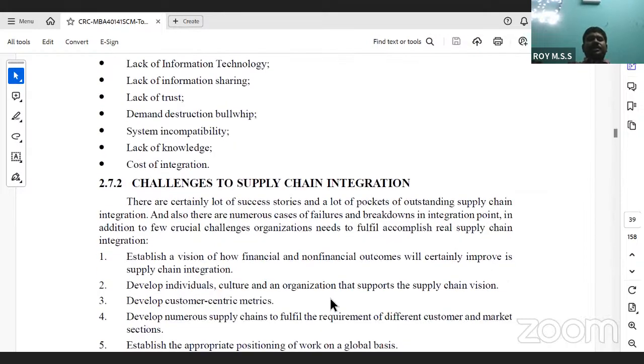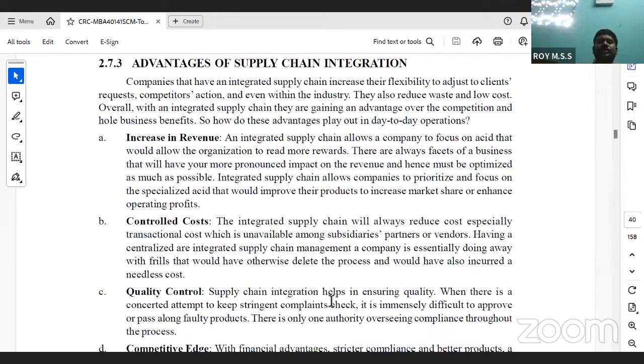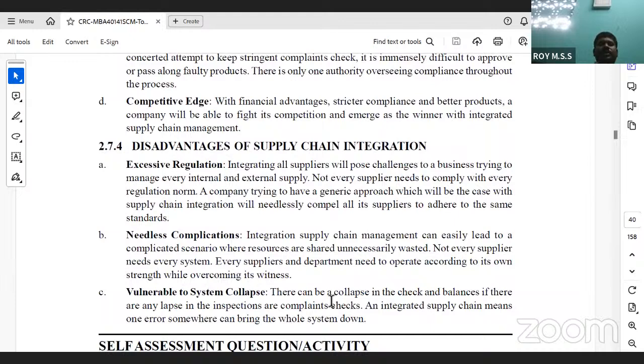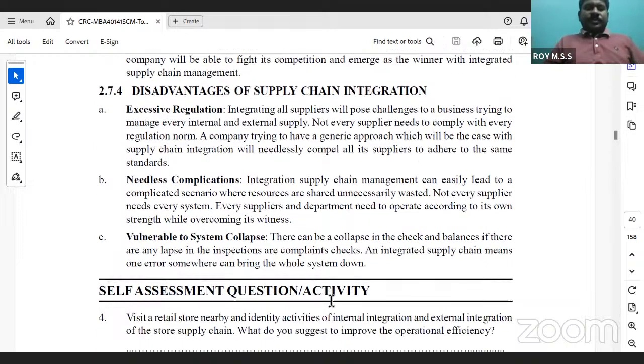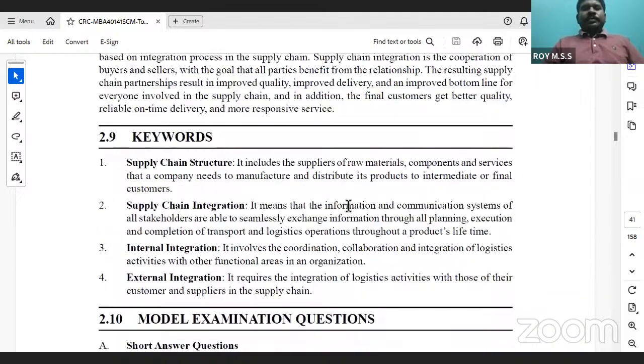There will be some barriers in that, challenges will be there. And there will be advantages: revenue will increase, cost will be controlled, quality control, competitive advantage will be there. Excessive regulation, needless complication, vulnerable to system collapse. Because sometimes when you integrate everything, you need to regulate excessively because a lot of things will be added to it. Complications. Sometimes it will be complicated, where resources are shared, unnecessarily wasted. That is another important thing.